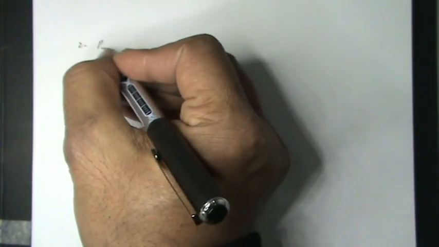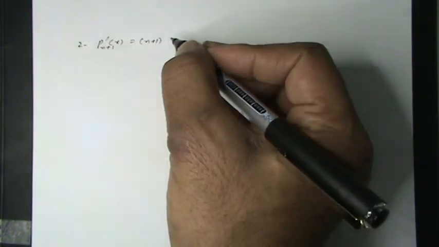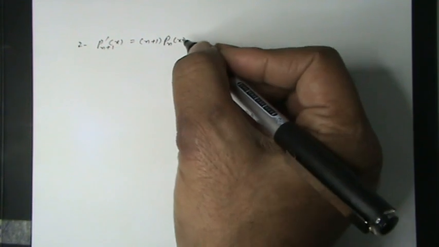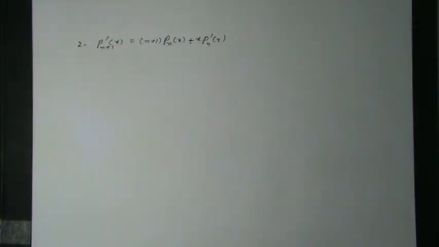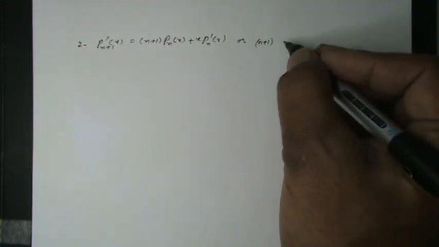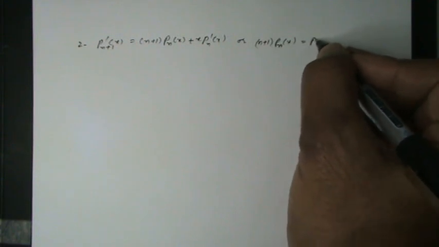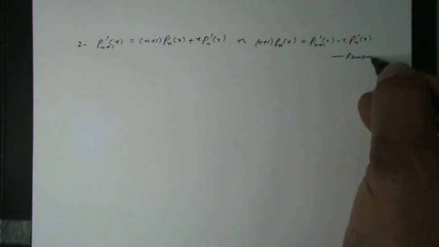Now we prove the second recurrence relation. Pn plus 1 dash (x) equal to (n plus 1) Pn(x) plus x Pn dash (x). Remember, or it can be written as (n plus 1) Pn(x) equal to Pn plus 1 dash (x) minus x Pn dash (x).